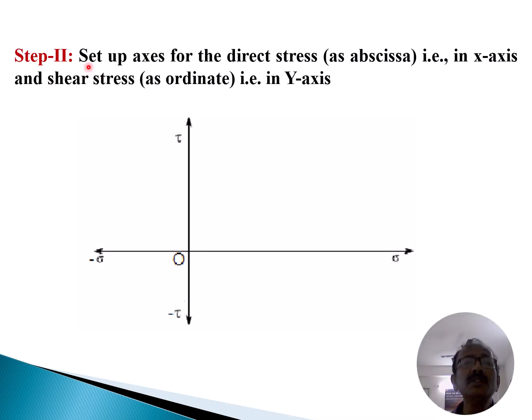Step number two, set up axes for the direct stresses as abscissa, that is, sigma is plotted on the x-axis, and shear stresses as ordinate, that is, on the y-axis. So on the positive x-axis, sigma is positive, and when sigma is negative, it is in the opposite direction. In the same fashion, tau is in the positive y direction, and minus tau is in the negative y direction.